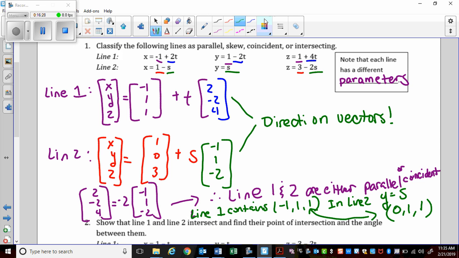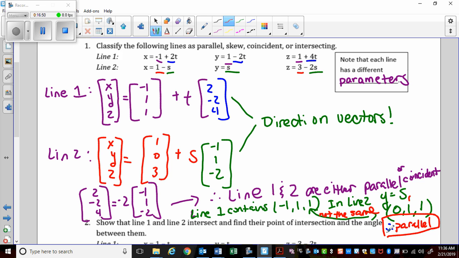This is not the same solution or the same point as this. So these are not coincident. They're not exactly the same line. So therefore, they're parallel. Because these are not the same. Thankfully.